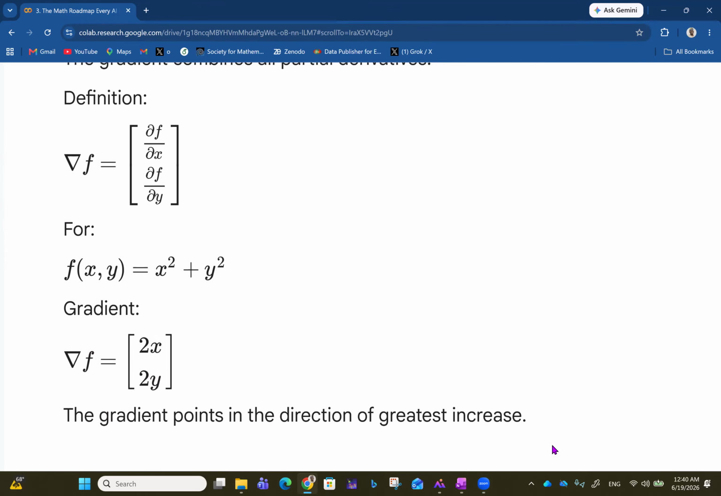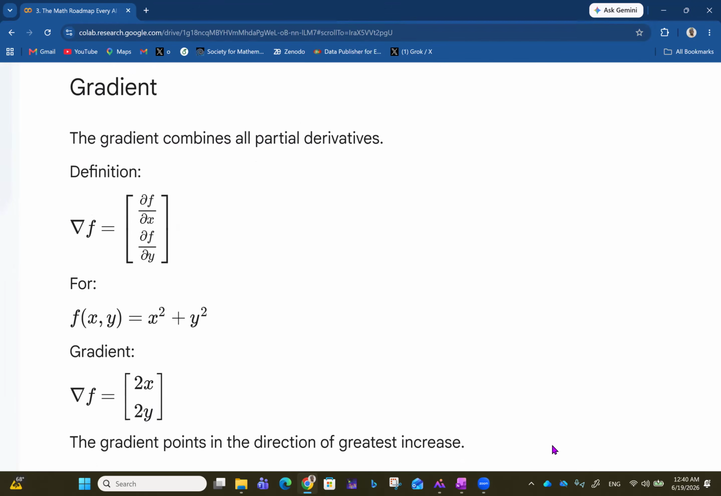And then we go on to talk about the gradient. In the case of the gradient, the gradient combines all partial derivatives. So the definition, you have ∇f = (∂f/∂x, ∂f/∂y). So for f(x, y) = x² + y².